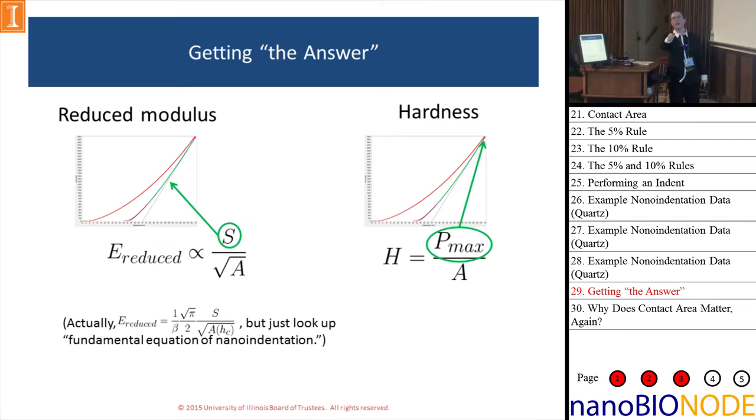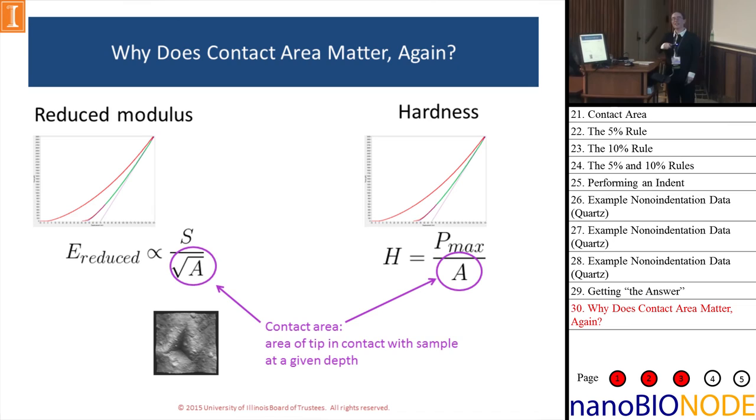The reason I show this is because this A here is the tip area function that I was talking about before. The contact area between the tip and the sample matters a lot, especially if you've got hardness. So if you want to measure the hardness for a sample, make sure your sample is smooth enough that you get a really credible contact area calibration.